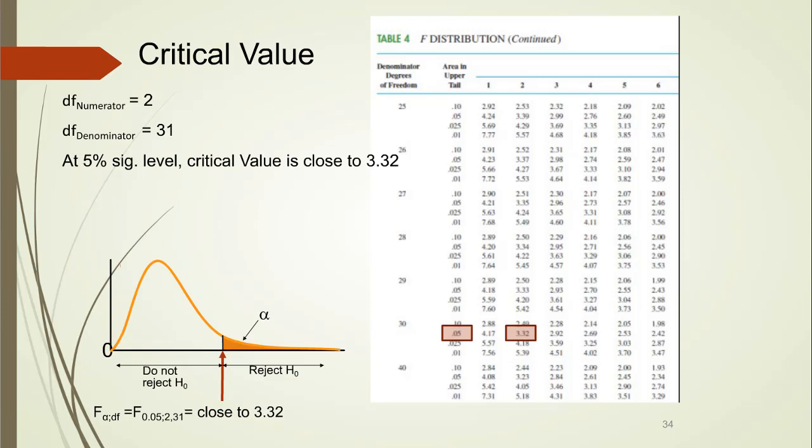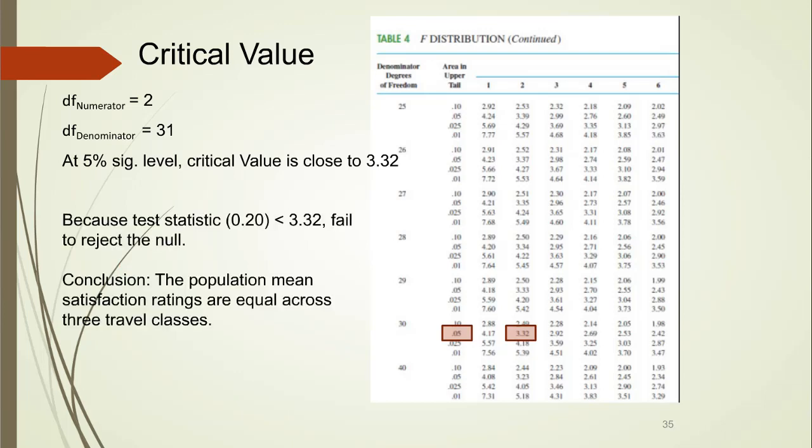We could also solve this problem using the critical value approach. For degrees of freedom 2 and 31, the critical value would be very close to 3.32. Because our test statistic is much smaller than the critical value, we do not reject the null at 5% significance level and arrive at the same conclusion as that using the p-value approach. This concludes the passenger satisfaction example using the ANOVA test.